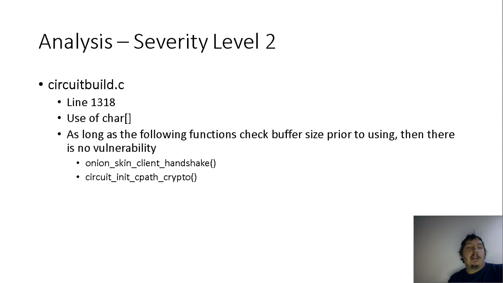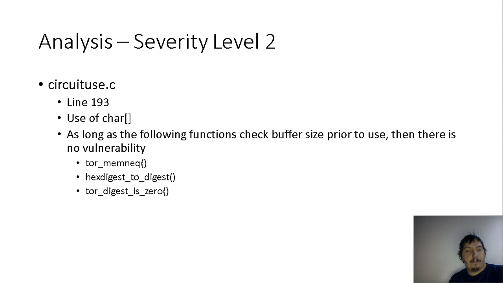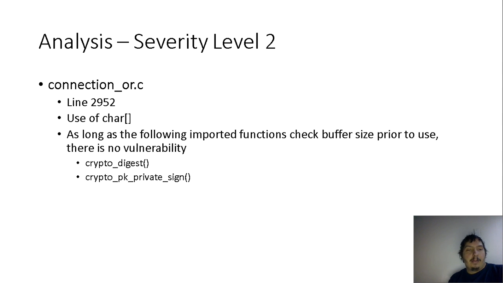So, circuit build.c, another array. As long as those two functions, onion skin client handshake and circuit initialize cpath crypto, check the buffers before using them, then there's not a vulnerability. And then, again, another array, as long as those 3 functions check, then there's not a vulnerability. Another array, 2 more functions to check.